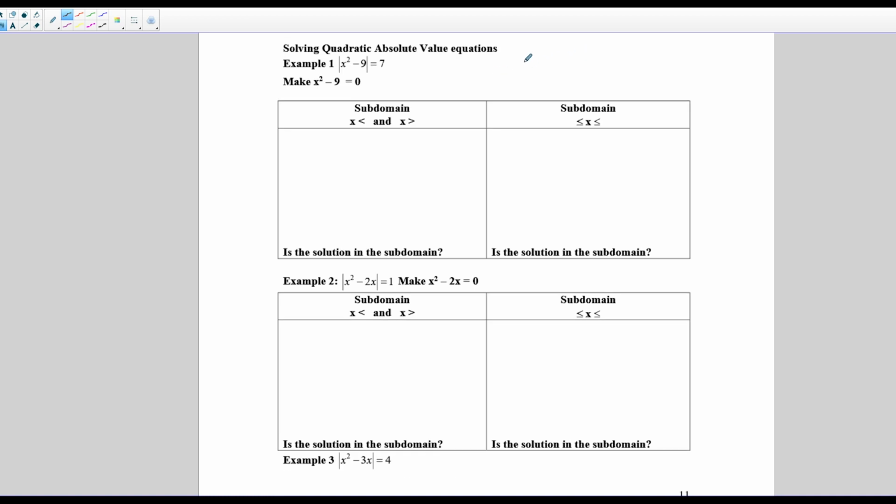Now that we're looking at solving quadratic absolute value equations, it's really useful to have a good idea of what you're doing visually. So what I mean by that is if we're looking at the inside here, x squared minus 9, we know we're going to have, once again, a positive case, which is just going to be x squared minus 9, and a negative case, which is going to be negative of x squared minus 9 with the negative on the outside, which is really the same thing as negative x squared plus 9. So we can see that this graph and that graph are really just reflections of each other.